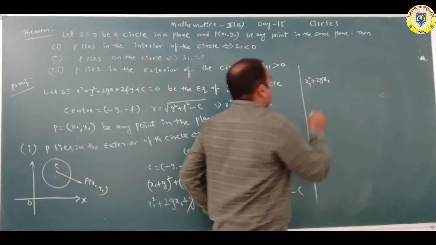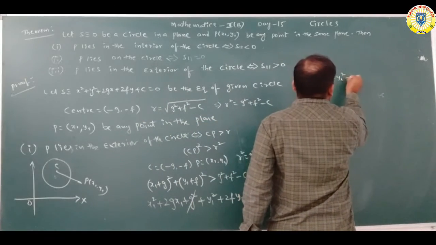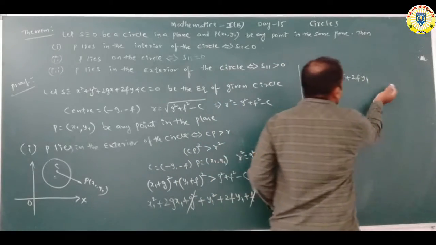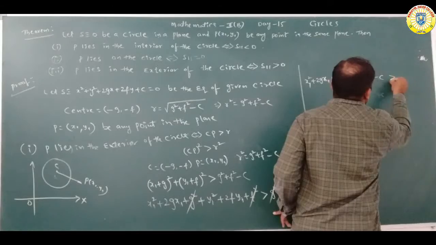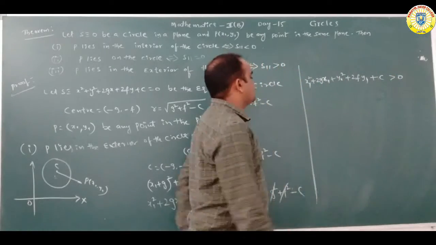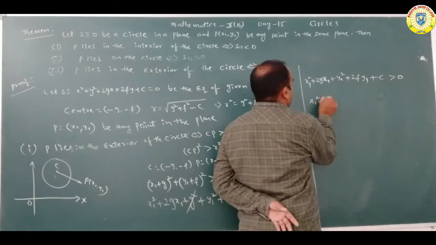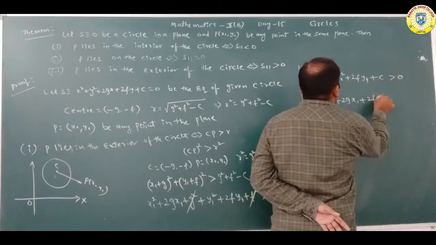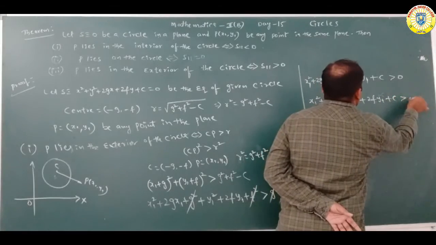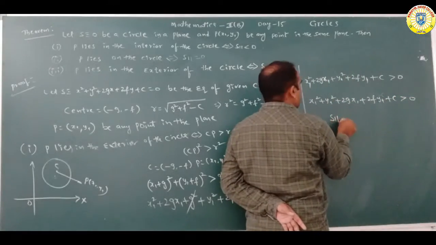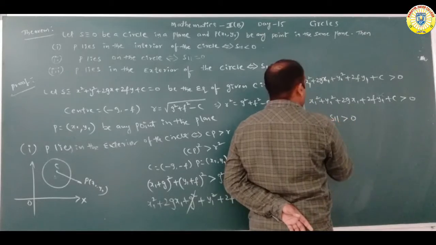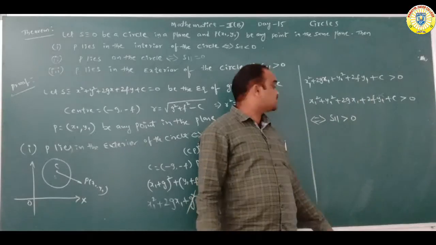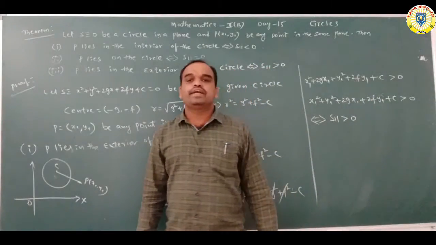Here y1 square plus 2fy1, and this is greater than minus c. Taking the minus c to the left side, plus c greater than 0. Here we are writing x1 square plus y1 square plus 2gx1 plus 2fy1 plus c greater than 0. This is nothing but S11 greater than 0. That is the notation of S11.